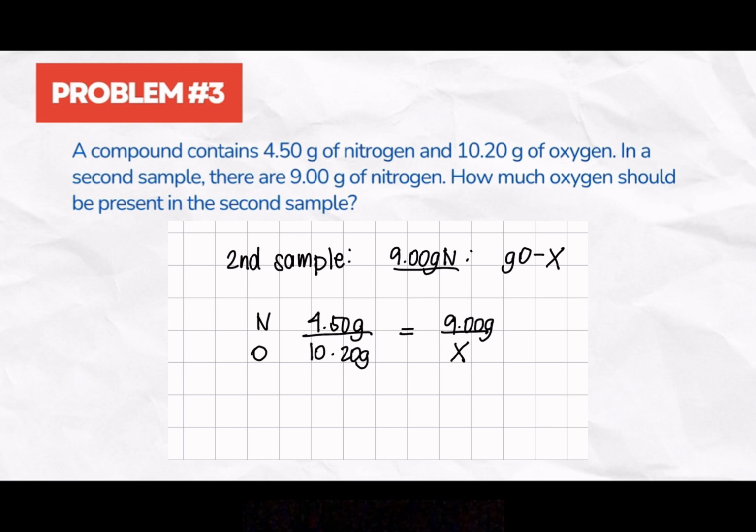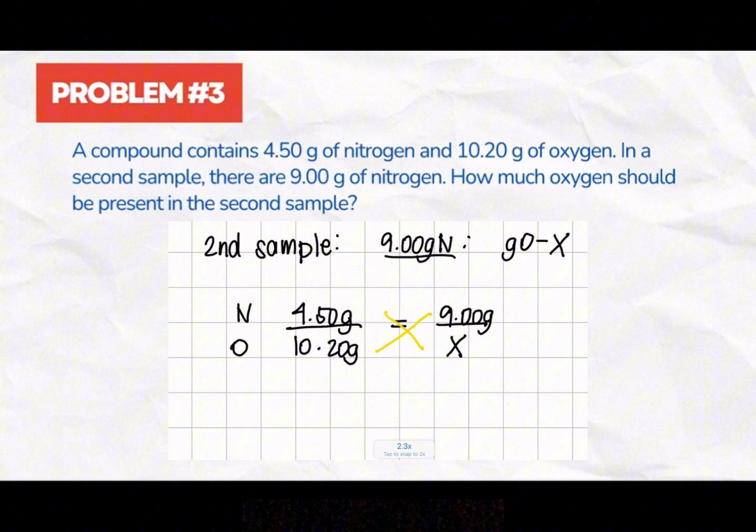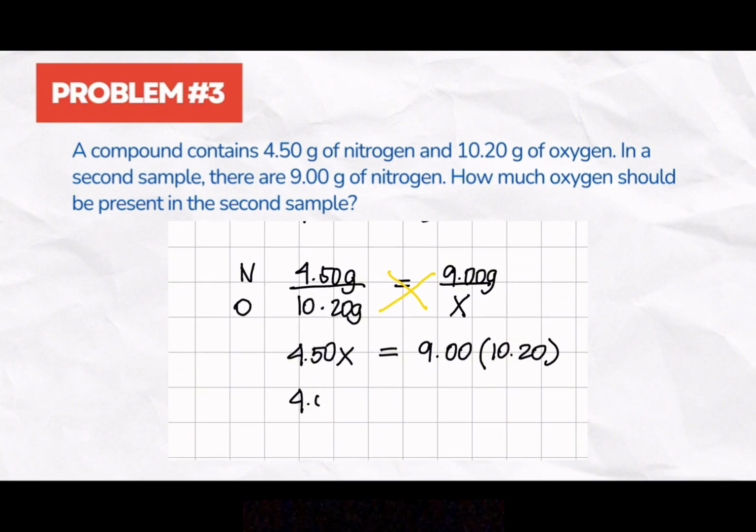For solving x, we cross multiply. So this becomes 4.50 multiplied by x, so simply 4.50x, equals 9.00 multiplied by 10.20 grams. Okay, let's bring this together and now multiply. So 9 times 10.20 is equals to 91.8.